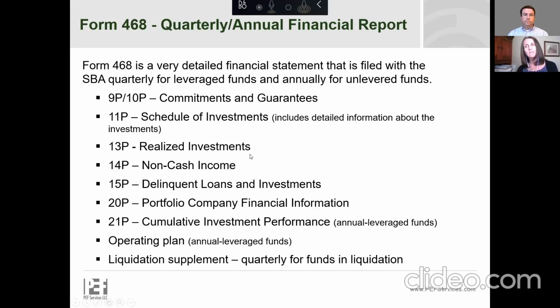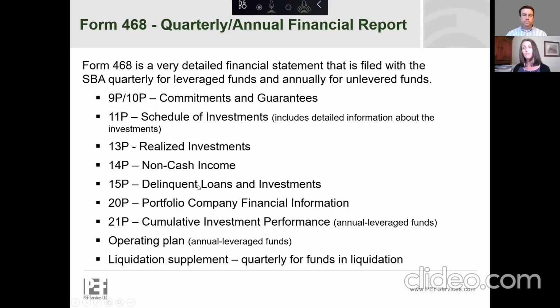And there is a detailed schedule of realized investments. So if you're curious about what's behind some of those realized gains, this is a transaction level analysis of the realized gains. Non-cash income, which is really important to the SBIC funds because their distributions, at least for the levered funds, are driven off their REID calculation, their retained earnings available for distribution. So anything that's considered non-cash income is not included in the income that they can distribute, obviously, because they didn't receive that cash. So that's an important schedule for the SBICs.